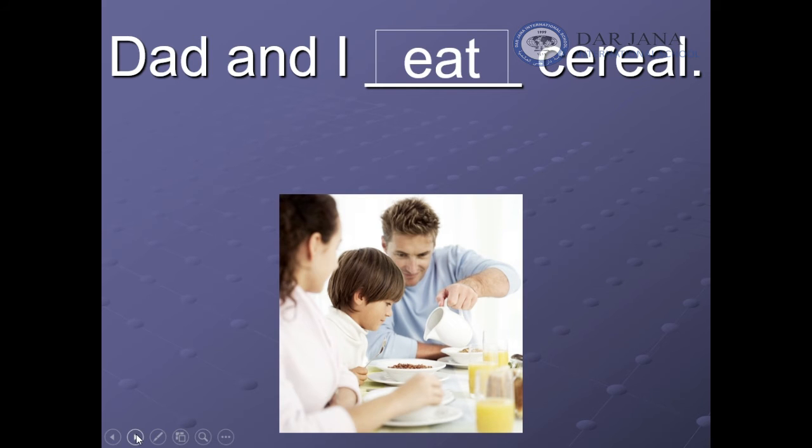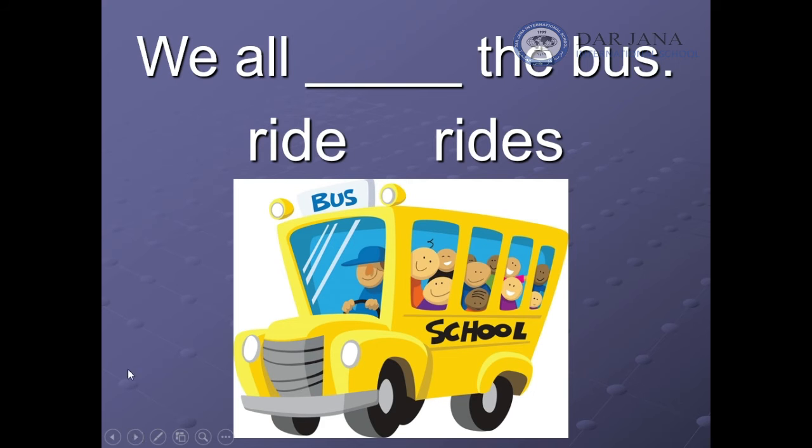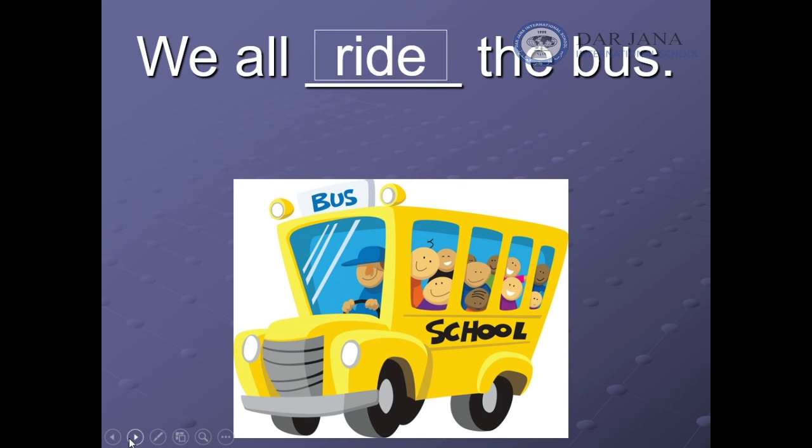Let's see if you can read the next one. We all ride the bus. We. It's talking about more than one. If we're talking about more than one, what do we do to the verb? Do we need an S or do we remove it? We all ride the bus is the answer. Good work.